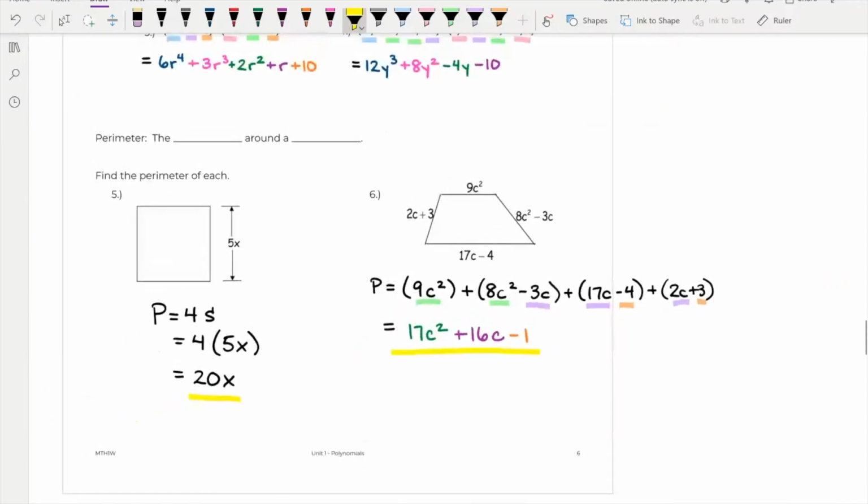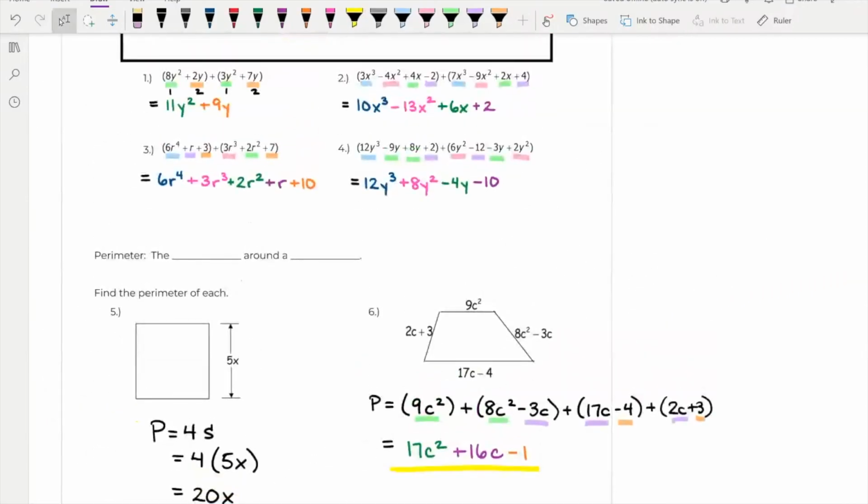That is how we add polynomials and collect like terms. If you guys have any questions, please feel free to bring them to class.